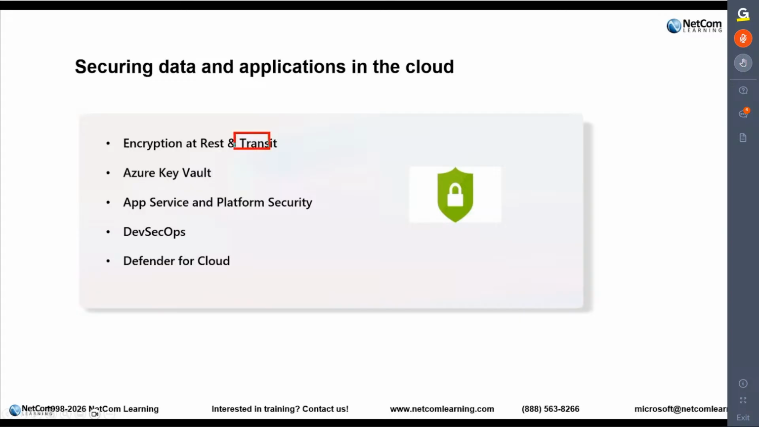And encryption in transit means that communication between portals, between different components that we have in the cloud, uses a secure connection. So eavesdropping will not help here to capture that data.